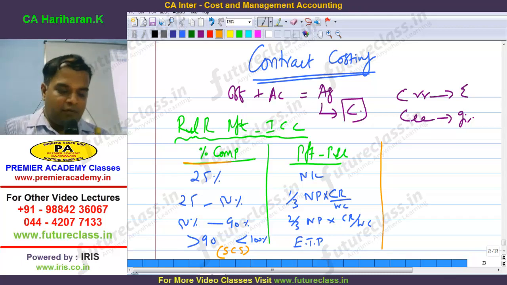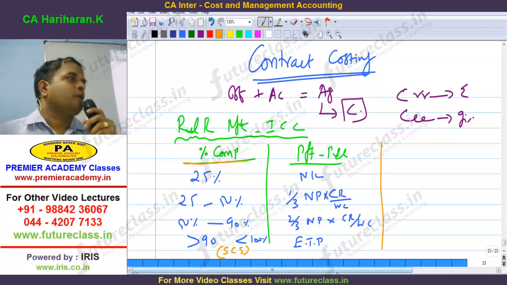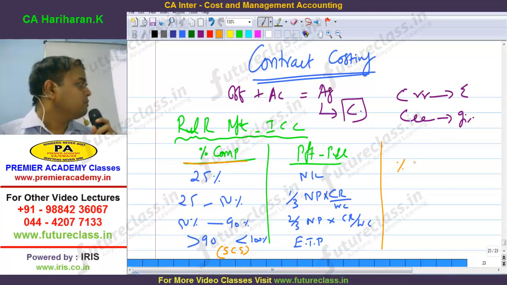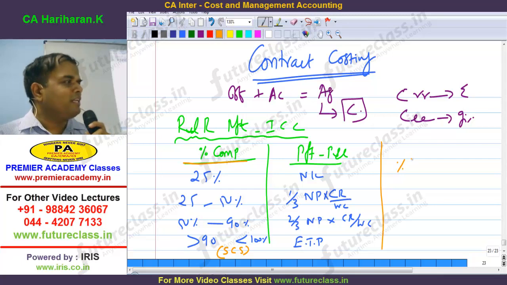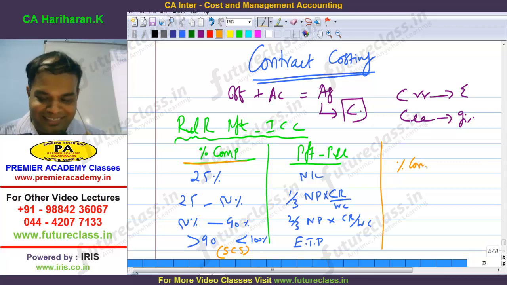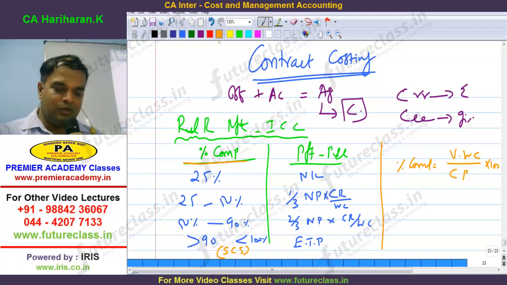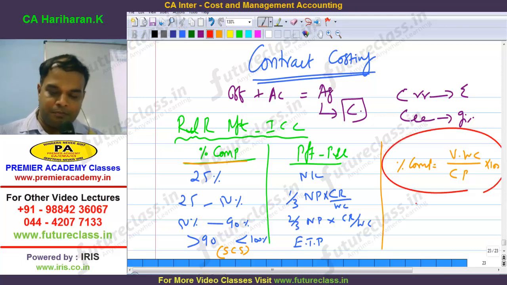So the percentage of completion is the criterion for valuing the contract and deciding the profit to be recognized in the contract. Formula for percentage of completion is equal to value of work certified by contract price into 100. What is the formula for percentage of completion?